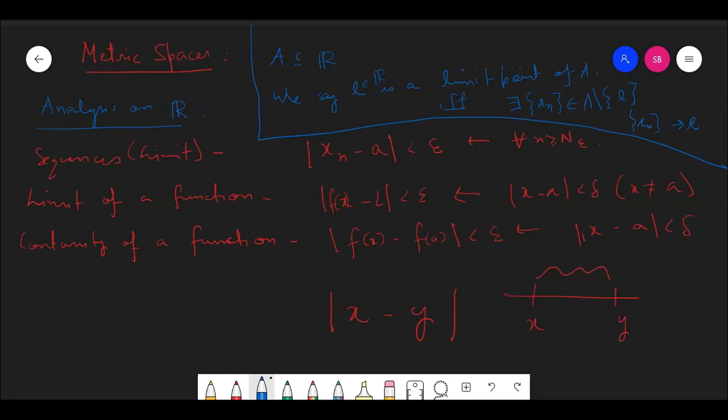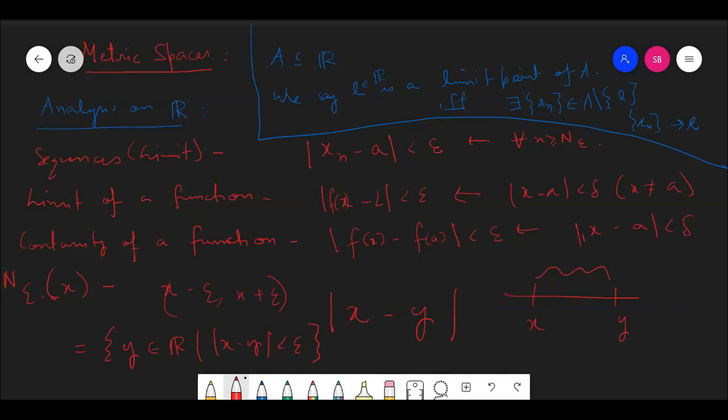Also, while defining neighborhood of a point, epsilon neighborhood, what we need is (x minus epsilon, x plus epsilon). How can we write this set? This set is {y in R such that |x minus y| is less than epsilon}. So this is the set theoretic writing of this interval. We are taking all the points in R which are epsilon close to x.